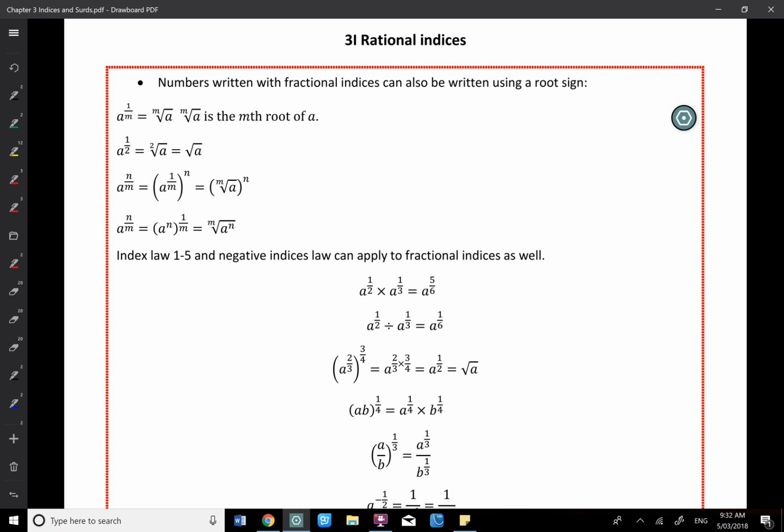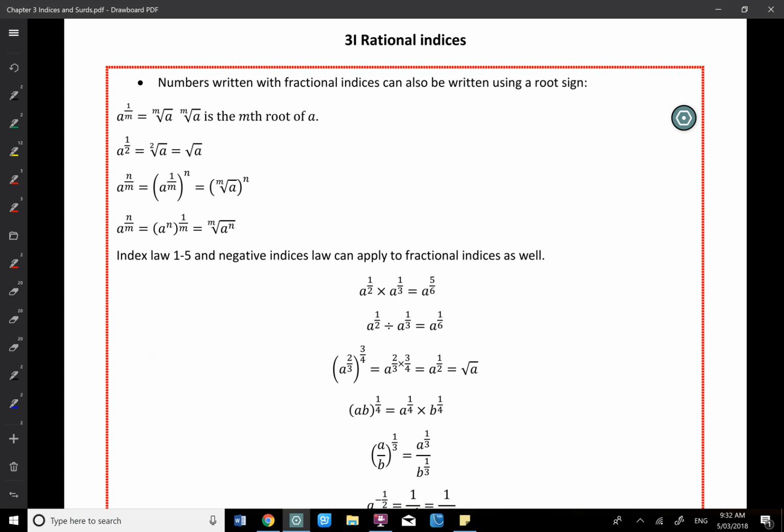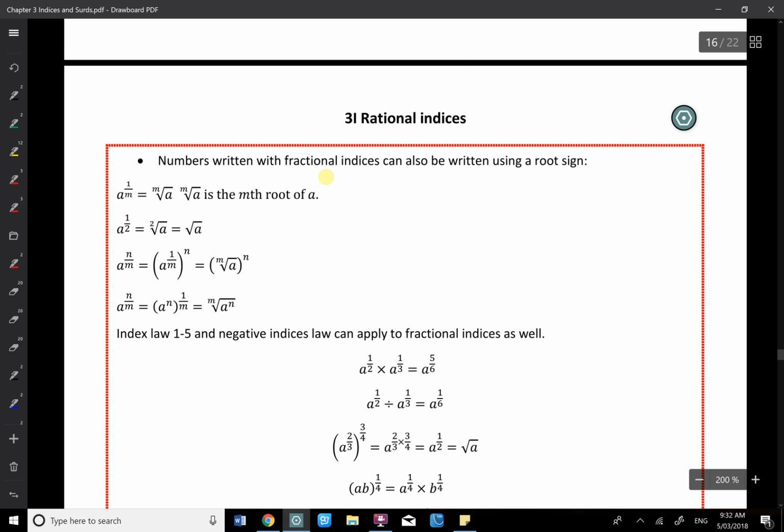What we learned before is that we only have positive indices. So what we will learn now is all integers, negative integers or positive integers. So what is a rational index? We can see that's a fraction. We have a fraction on the index. So x to the power of 2 on 3, something like that.